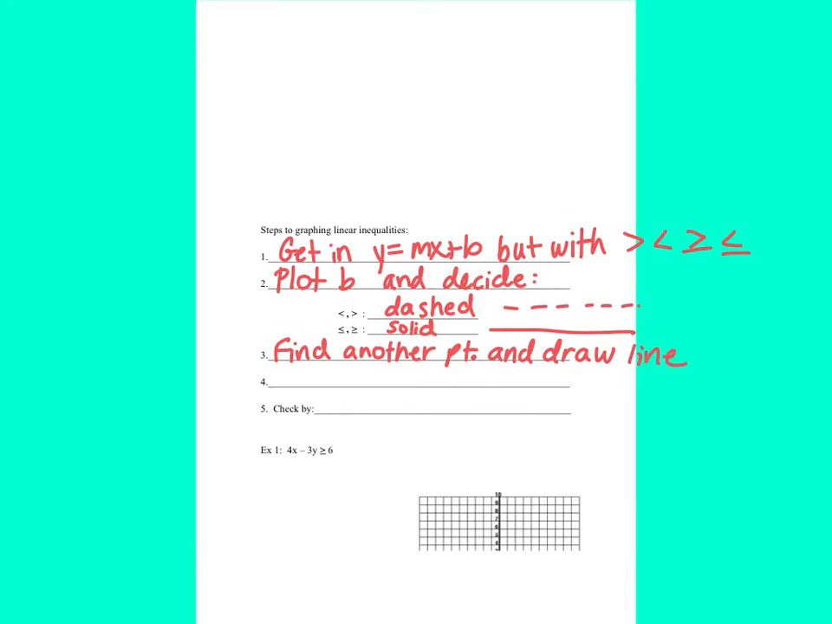So find another point and draw your line. You just use the slope to do that, right? Rise over run. That's how I get my next point. And then we'll shade, and we'll talk about what the shading means here in a second. You can then check your answer by just plugging in a number for x, kind of like what we did with those extraneous solutions. You don't necessarily have to do that on all of these, but I'll show you what it means here in a second.